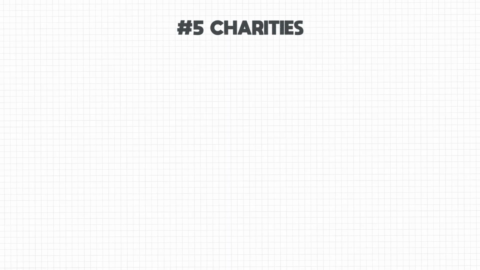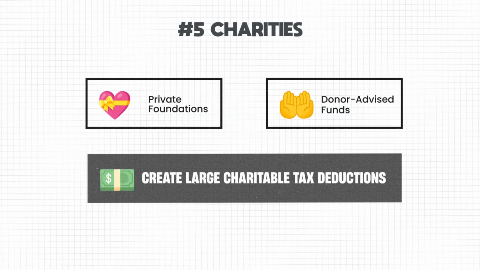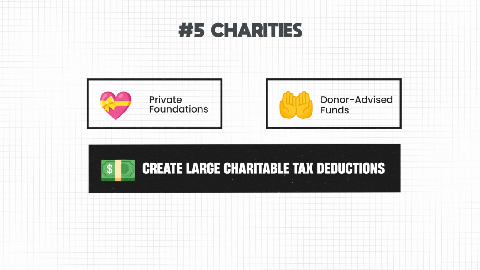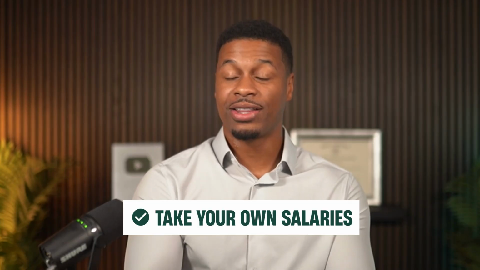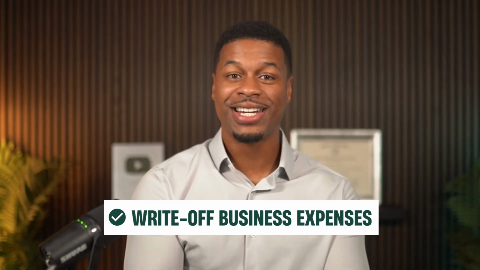And then there's the 5th and final tax shelter, charities. Now, this is how the very wealthy play the tax game. They set up their own private foundations or donor advised funds in some cases to create these very large charitable tax deductions when they move money into it. And usually they are able to control how that money is actually being used. And inside these foundations, they are able to take their own salaries, employ other family members, write off expenses for things like travel and meals for board meetings, and do much more, while the rest of the income left in that foundation is exempt from being taxed altogether.